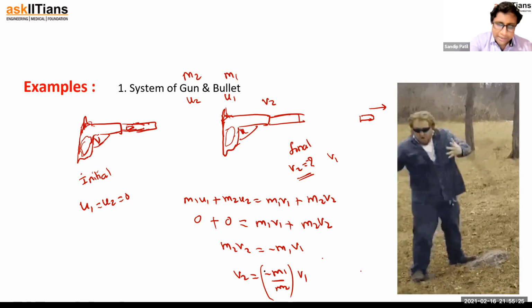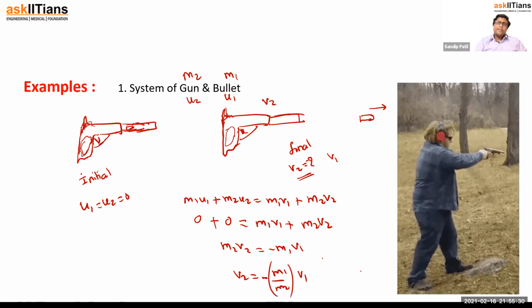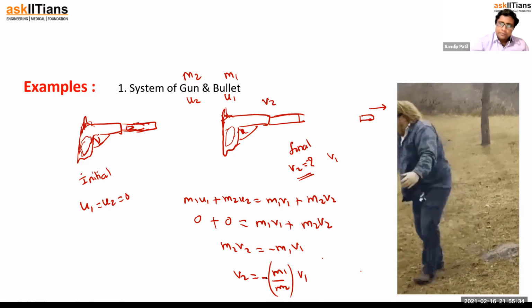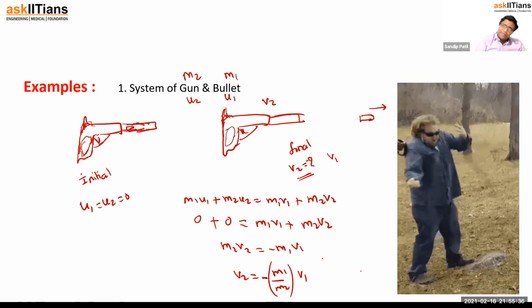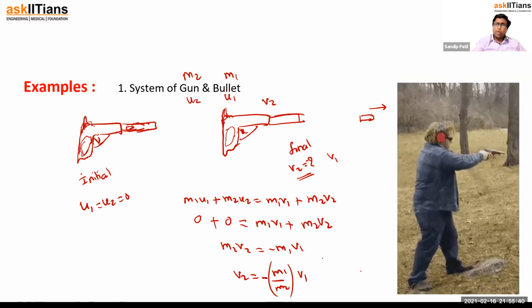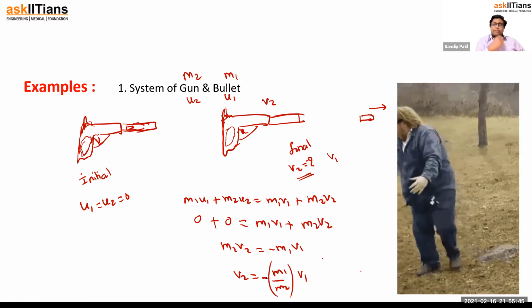So you can also see that the minus sign did appear there. What does this minus sign represent? If v1 is positive, v2 will be negative. Means they will be in the opposite direction. The bullet is going forward. You can see in the example that the gun is going backward.